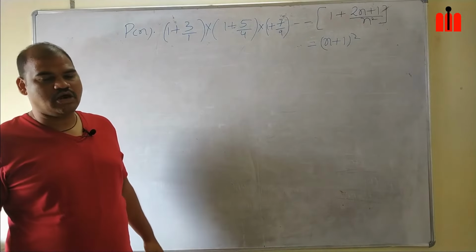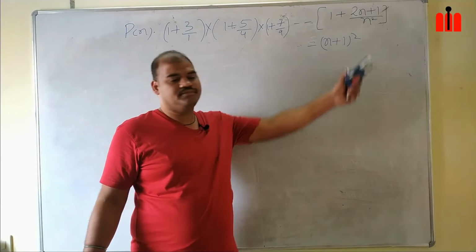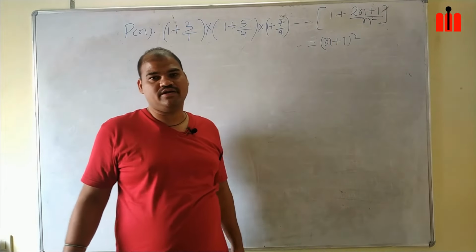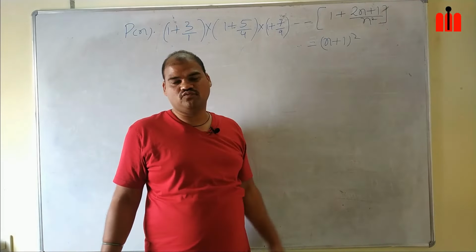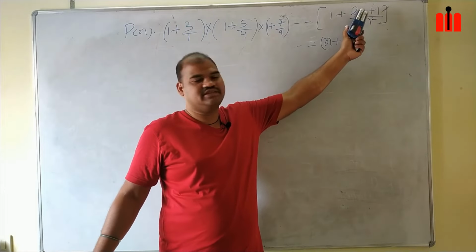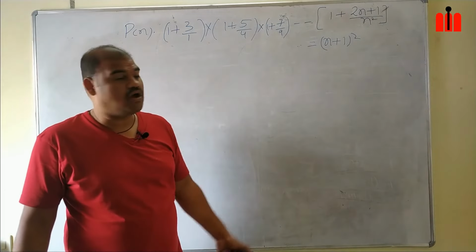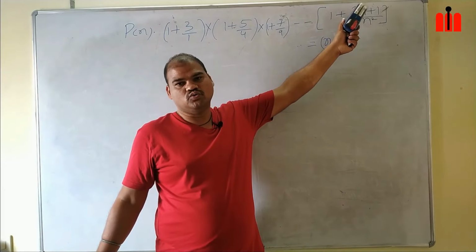Okay. Now this nth term, let's verify that. This nth term is 2n plus 1 by n square. In place of n, let's put 1. Then it will become 2 plus 1, 3 by 1 square, 3 by 1. So we are getting the first term. Now let's substitute 2 in place of n.